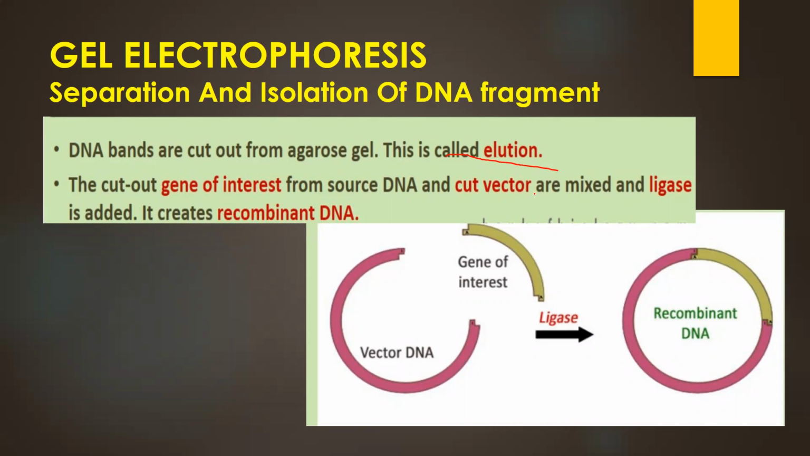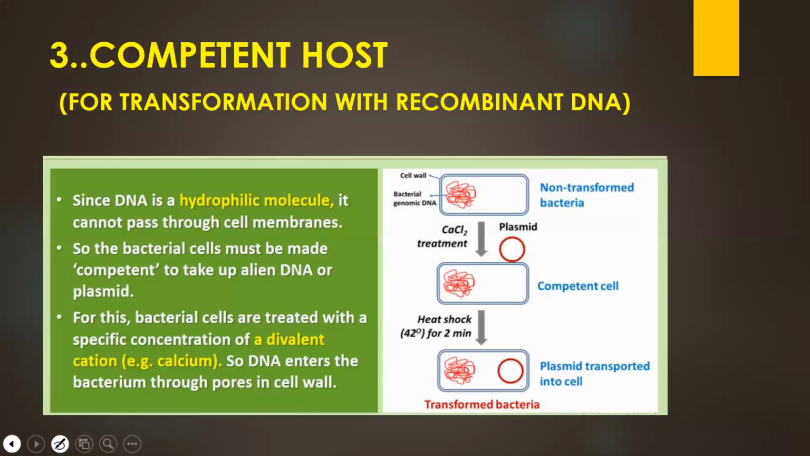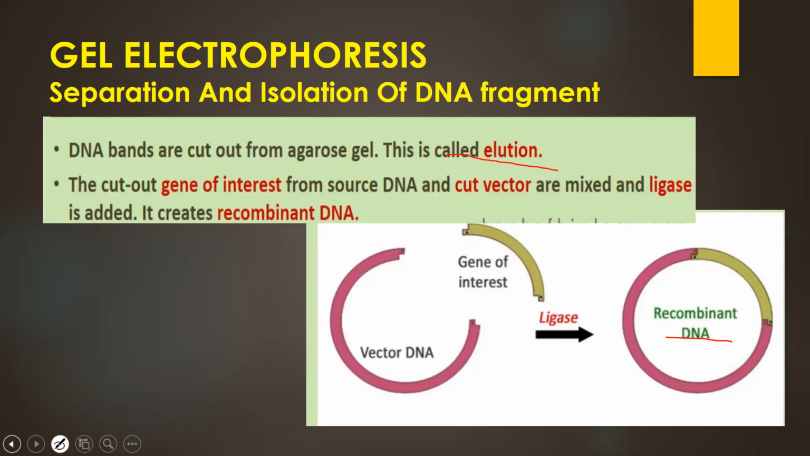The purified DNA fragments are used to form a recombinant DNA, and are joined to the vector DNA. Now you get a recombinant DNA. So this is how you separate and isolate the DNA fragment and then add it to the vector, which is also cut by the same restriction endonuclease.